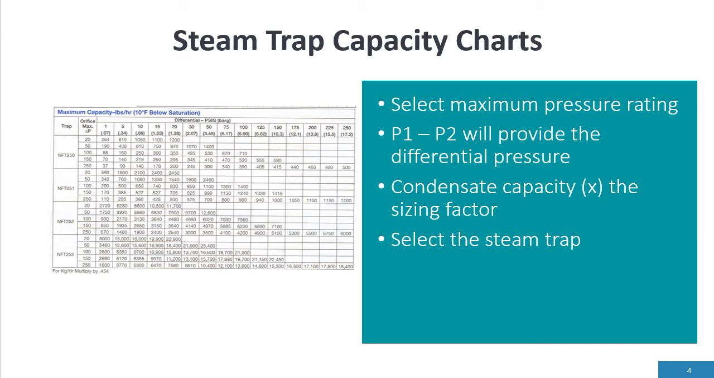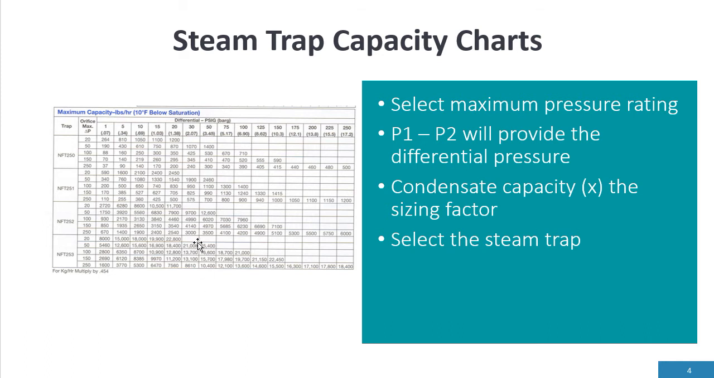The condensate capacity sizing factor: we'll just take 200 pounds per hour. We put a sizing factor to that, which gives 600 pounds per hour. So on this side, as you can see here, is the maximum orifice pressure rating. So we must find something that's 150 psi rated or higher.